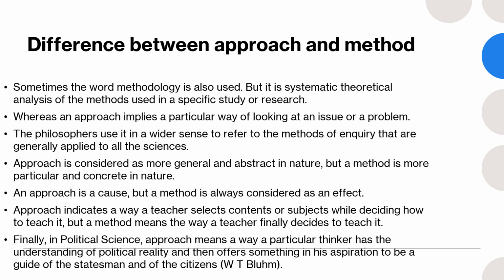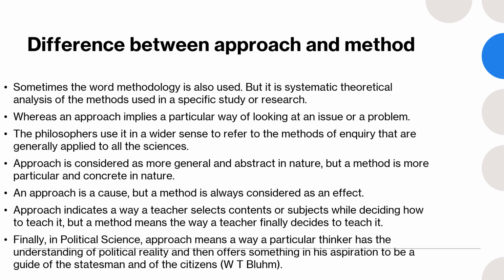Sometimes the word methodology is also used, but it is the systematic theoretical analysis of the methods used in a specific study or research, whereas an approach implies a particular way of looking at an issue or a problem. Philosophers use it in a wider sense to refer to the methods of inquiry that are generally applied to all the sciences. An approach is considered more general and abstract in nature, but a method is more particular and concrete in nature. Thus, an approach is a cause, but a method is always considered an effect.